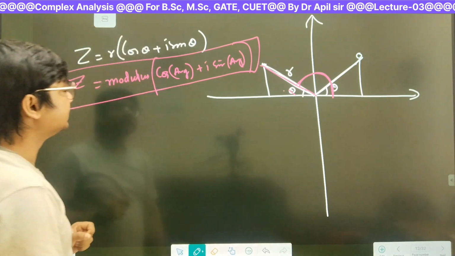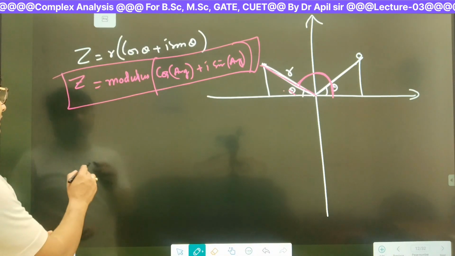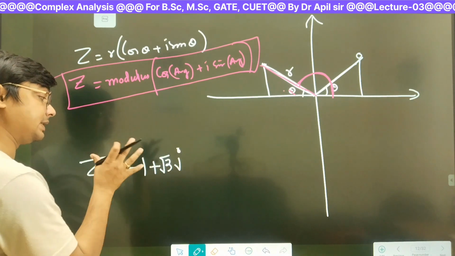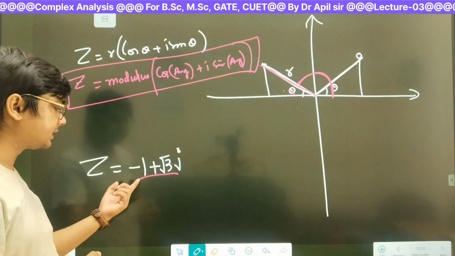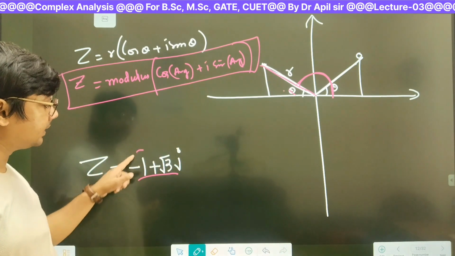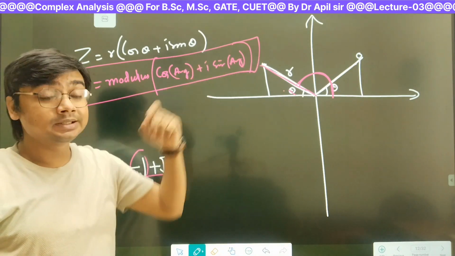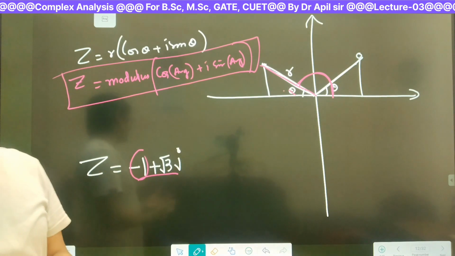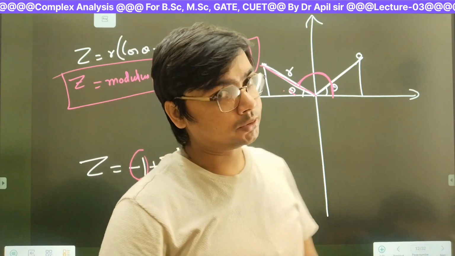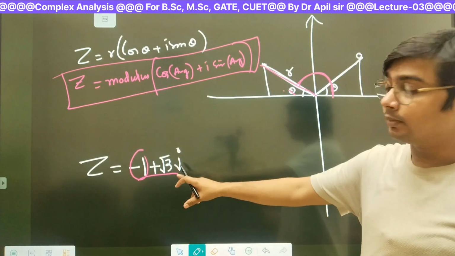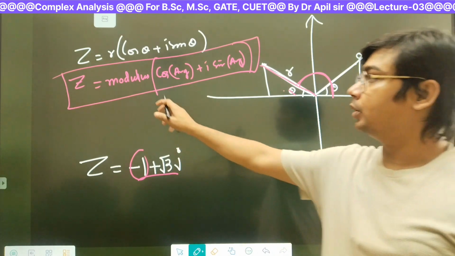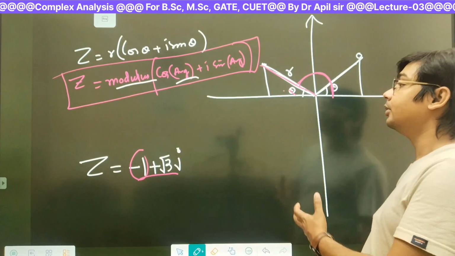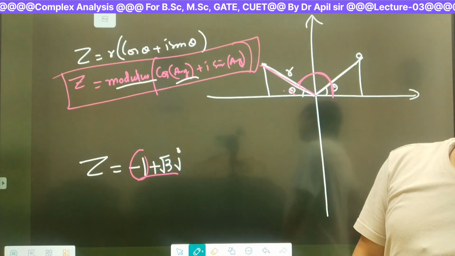So now the question is, suppose they give some complex number like this, suppose -1 plus root 3 i. We know that this complex number belongs to the second quadrant, because the real part is negative here, right? Now the question is how we can represent this complex number in polar form, or how we can convert this complex number into polar form, right? For conversion we need the modulus and the argument, right? That means we need the formula to find the argument as well as the modulus, right?